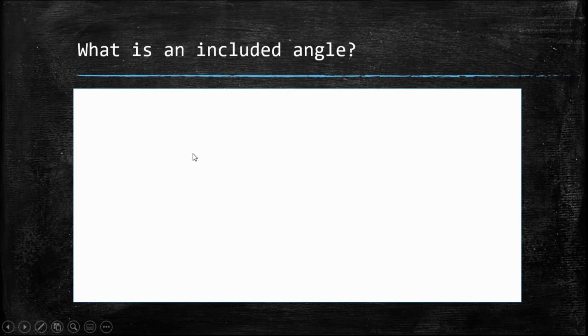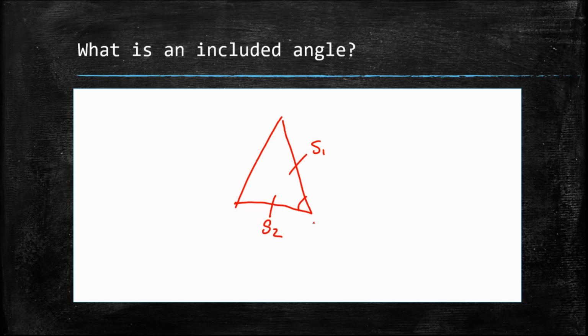Before we part ways today, I'm going to do two really quick things. I want to talk about an included angle and an included side. So let's say I have a triangle. The included angle is just the angle between two of the sides. So here's side 1, here's side 2, and this must then be my included angle.